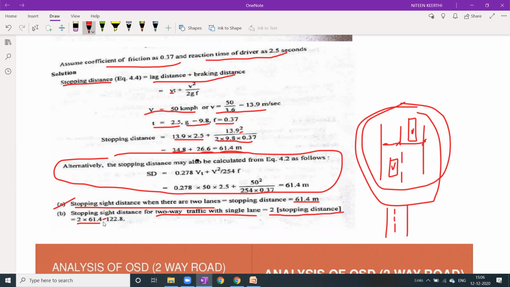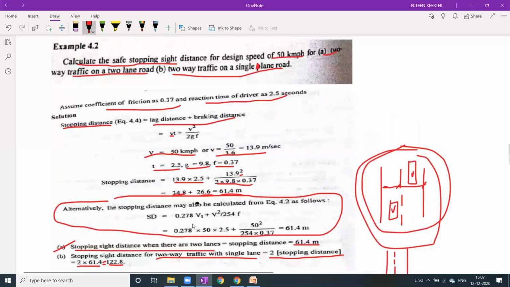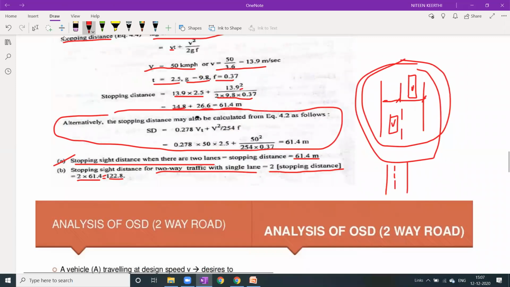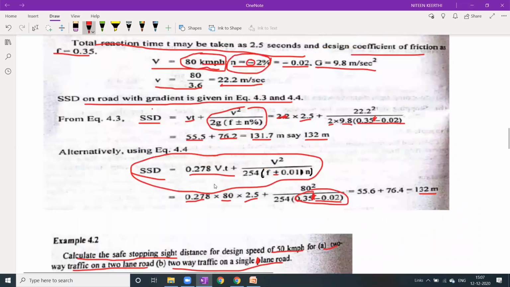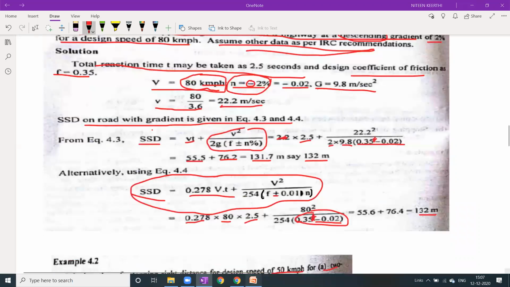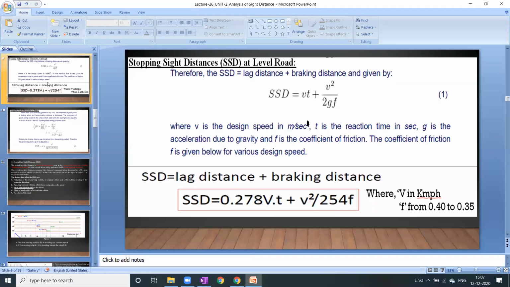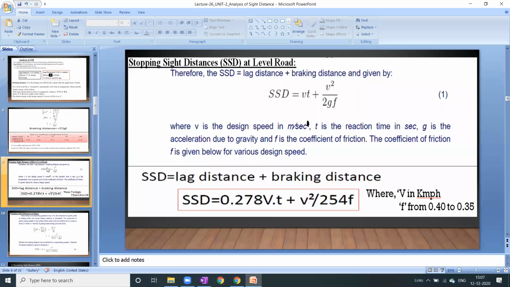That will be equal to, sorry, this is equal to 122.8. So the total stopping sight distance will be 122.8 for two-way traffic with single lane. But for two-way traffic with two lanes, the stopping sight distance remains same. So this type of questions they may ask. Okay, so try to go through this. I'll just go back to my presentation here. Yes, I'll try to show these stopping sight distance equations again to you so that it will be a revision for you.